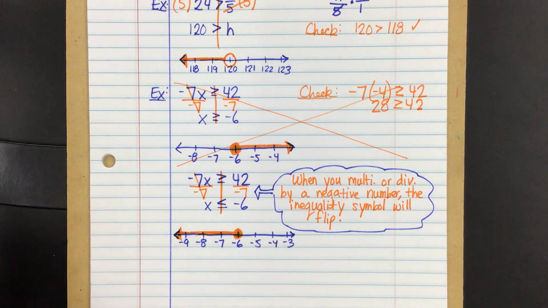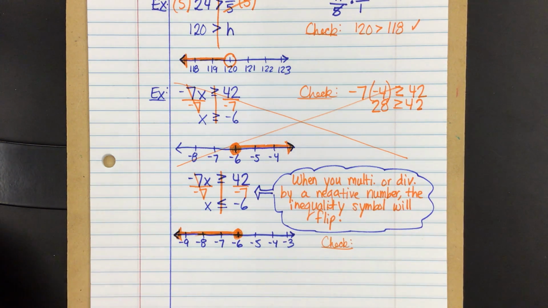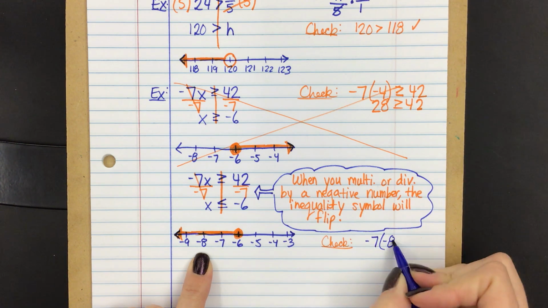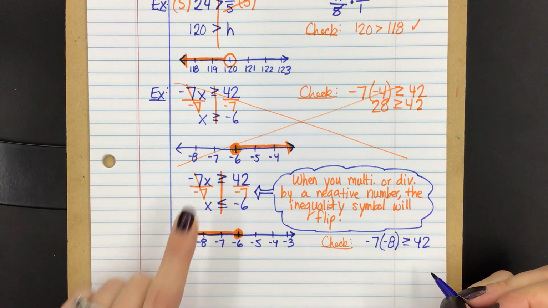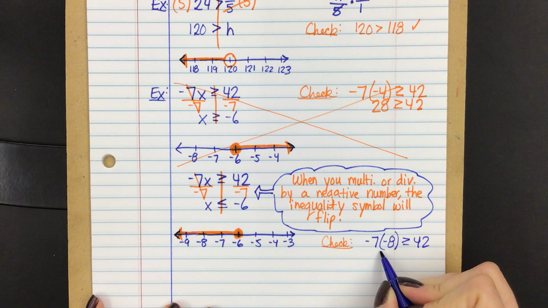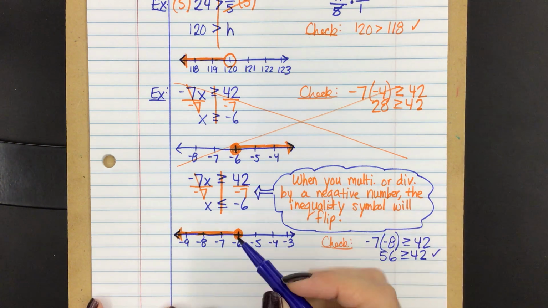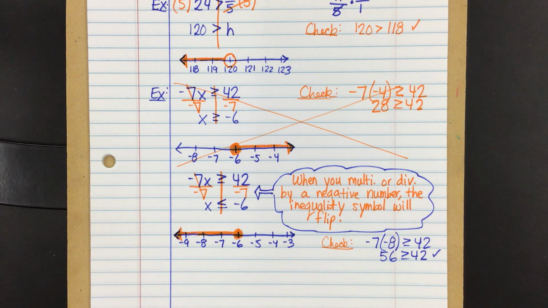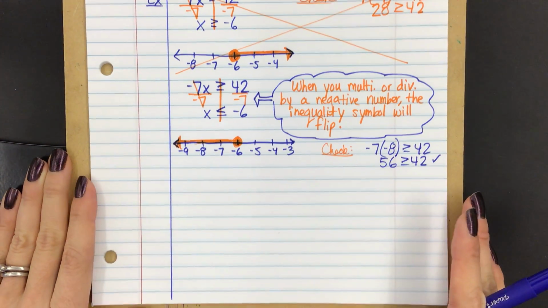And now if I pick something from my solution set, like maybe -8 here, and I do -7 times -8 is greater than or equal to 42. So I'm plugging it back into my original inequality. This is going to be positive 56 is greater than positive 42, which is true. It's true. So when we flip that symbol, we made sure that our solution was correct. Okay. So one more example, and then I'll have you guys practice a couple of these.